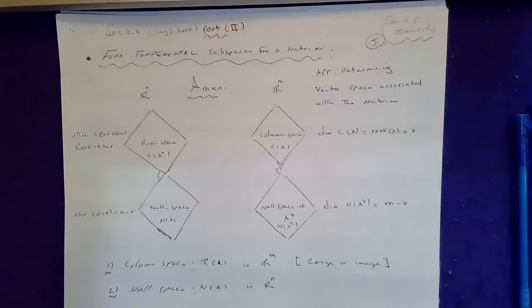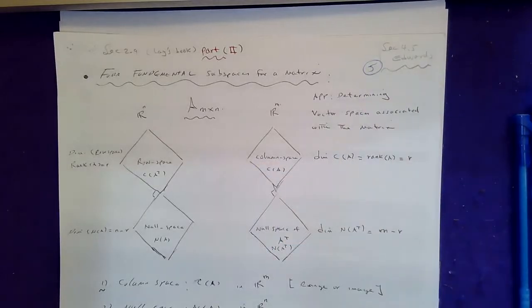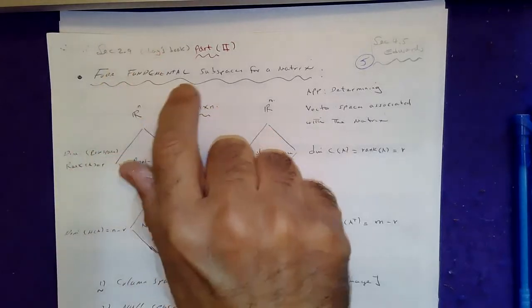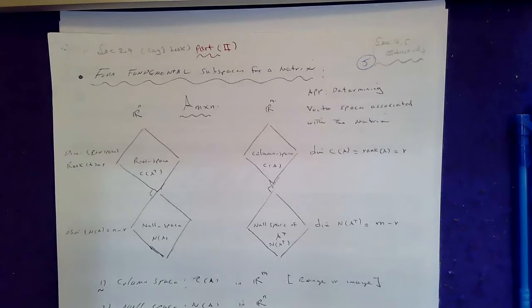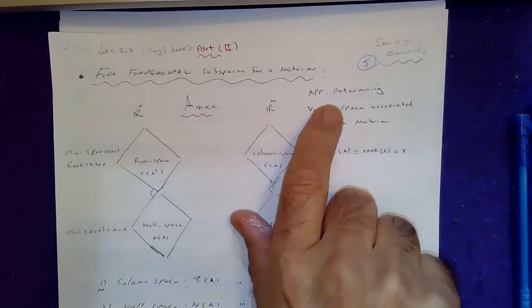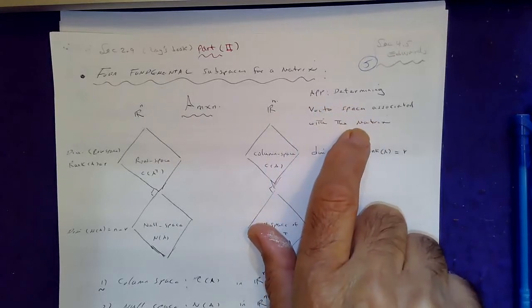Section 2.9, Part 2 in Lay's textbook, which is the same as Section 4.5 in Edwards. Now that we know a little bit about vector space and subspace, there are four fundamental subspaces for a vector space which involves a matrix. So this is considered an application of determining a vector space associated with a matrix.